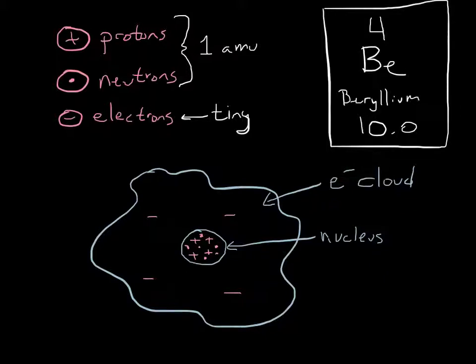The number of electrons could change, the number of neutrons could change, but if you change the number of protons, that changes the element's identity. So you go by the number of protons to figure out what element it is.